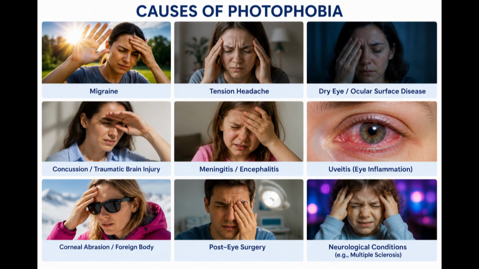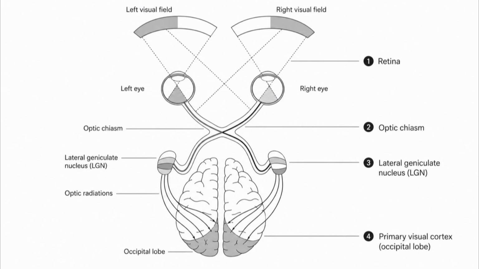Rather than beginning with a label, we will begin with the biology. Rather than asking only, what does the person do? We will also ask, what information is the nervous system receiving? How is that information being processed? And where might processing differ from what we normally expect?